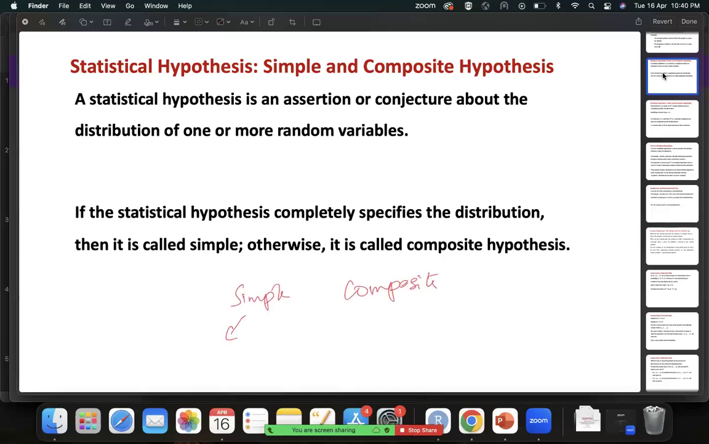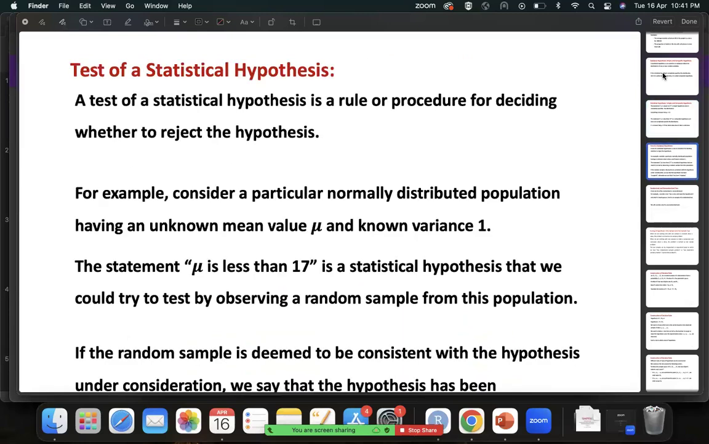Simple is when all information about the parameter is given. Let's say you want to estimate the mean, so mu is equal to 18. In this case, all the information about the mean is given: the mean is exactly 18. But in the case of a composite hypothesis, it could be something like mu is greater than or equal to 18. In this case, mu can be 18, it could be 18.1, it could be 19, it could be 25, it could be anything. So this is incomplete information, and this is called a composite hypothesis. That's the example that's given here.